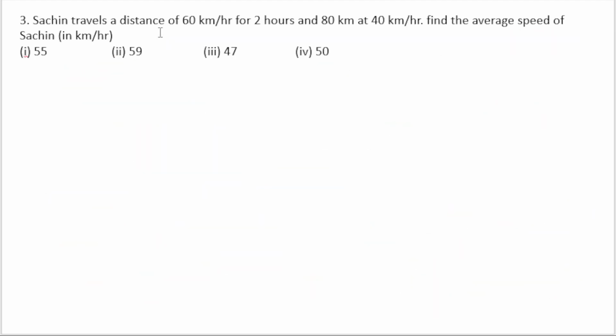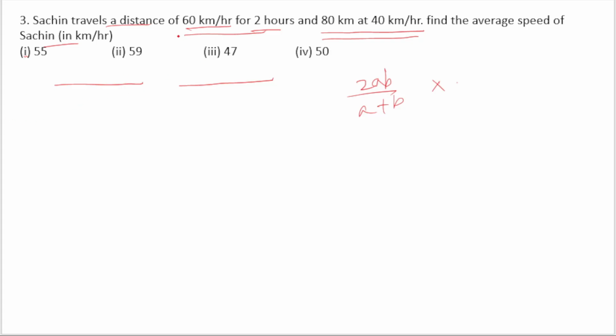Next question. Sachin travels at 60 kilometers per hour for 2 hours, and 80 kilometers at 40 kilometers per hour. Find the average speed of Sachin. Can we use the formula 2AB divided by A plus B? We cannot use it, because here the distance traveled in both the cases is not the same. It is different.